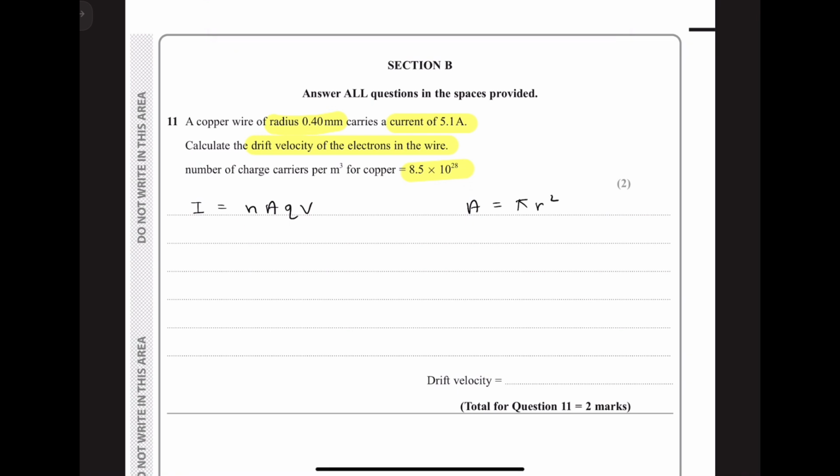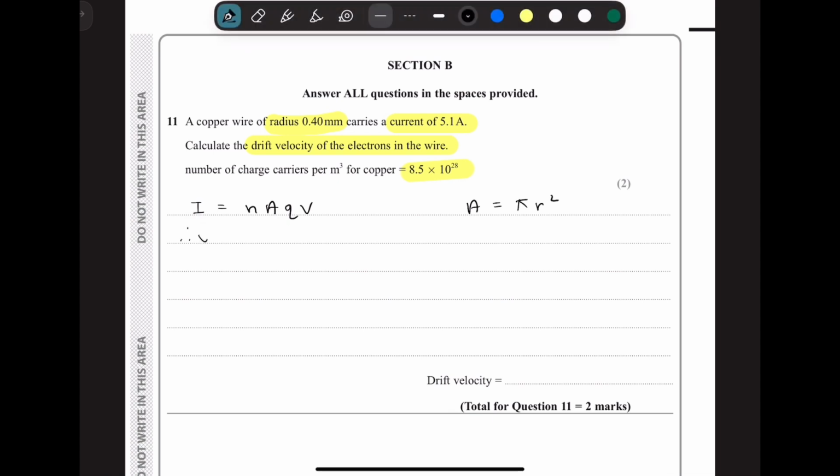n is the charge carrier density, which means the number of electrons or charge carriers per unit volume. Q is the electronic charge, that stands for 1.6 into 10 to the power minus 19. Current is given, that is 5.1 ampere, and v is the drift velocity. So simply we have to make v the subject, and we will get I divided by nAQ. The cross-sectional area of the copper wire stands for pi into 0.40 into 10 to the power minus 3, converting millimeter to meter, squared.